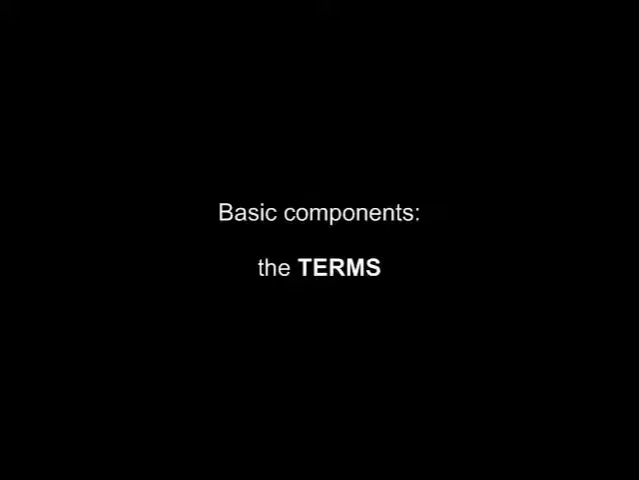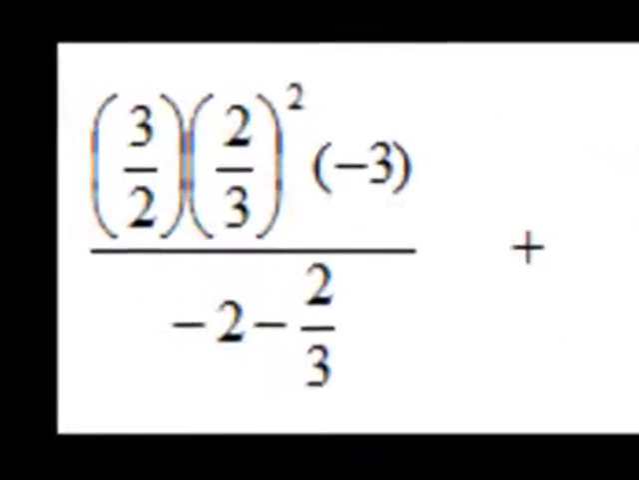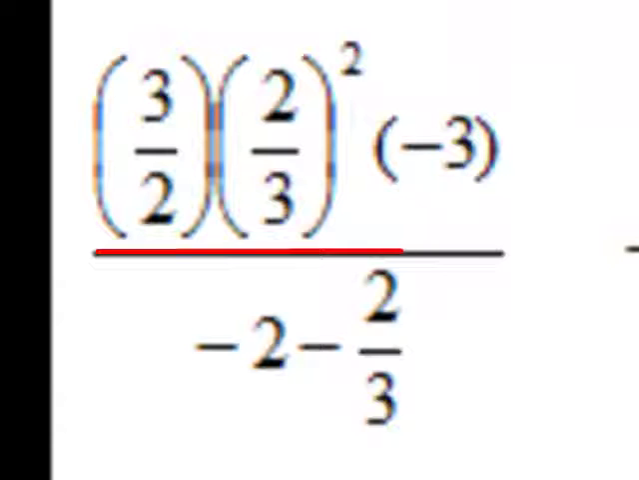Terms are the basic components that make up all expressions. To find the terms, you look for plus signs and minus signs that separate them. Let's look more closely at the first term. It has a fraction bar that divides an expression on the top from the expression on the bottom. This means that the expression on the top, which is inside the grouping, must be calculated as a number before the division can happen. And the same with the expression on the bottom, because parentheses come before division.